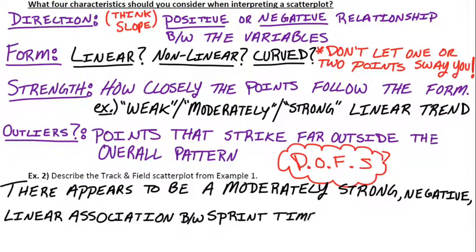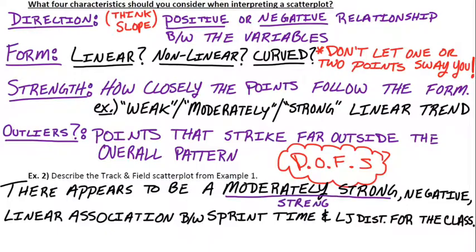And to give it some context, the association was between sprint time and long jump distance. For what group? Well, it's for this class. So that is a point in itself, the fact that you give it context. Did we account for all the characteristics of DOFs? Well, moderately strong refers to the strength. Negative, that was referring to the direction. So S and D are good. And then the linear part, that was referring to form. And since there weren't any outliers, I didn't note them. I mean, we could have definitely said there don't appear to be any outliers here.